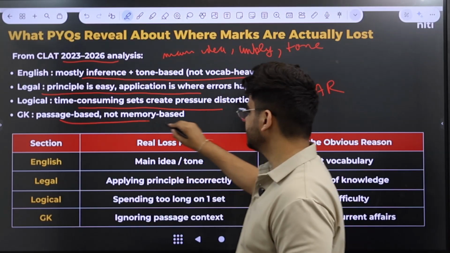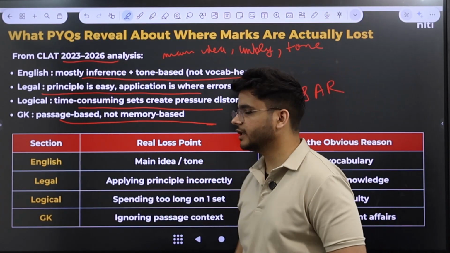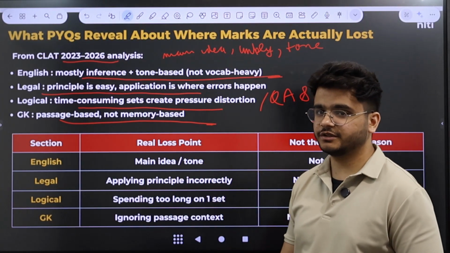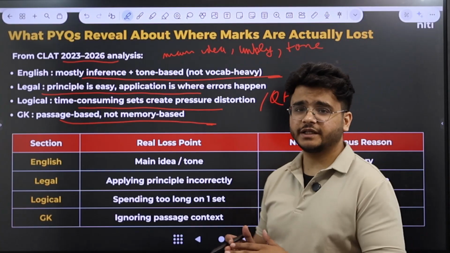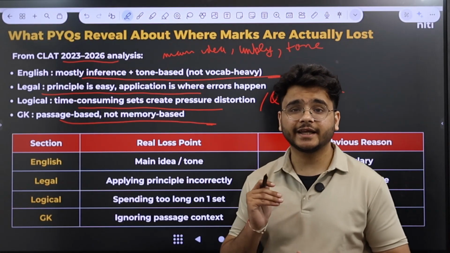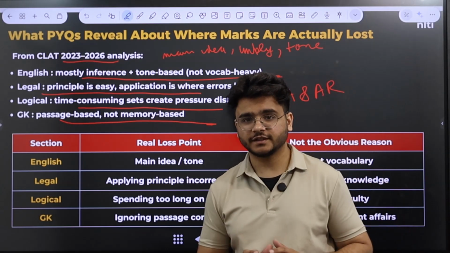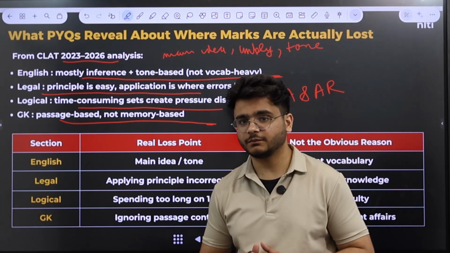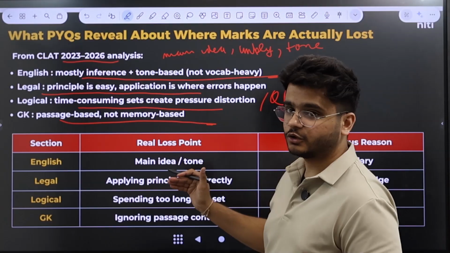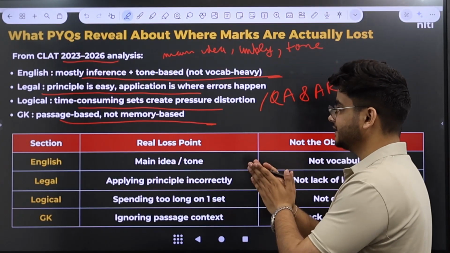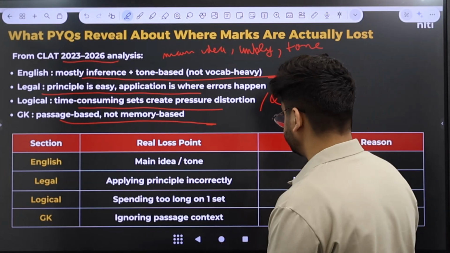GK is mostly passage based, not memory based. If we look at the past 1, 2, 3 years of PYQs, the questions are mainly asked from the passage. They are directly given in the passage. So GK has somewhat lost its unpredictability in the exam, but it is still a very important component. So it's passage based, not memory based.